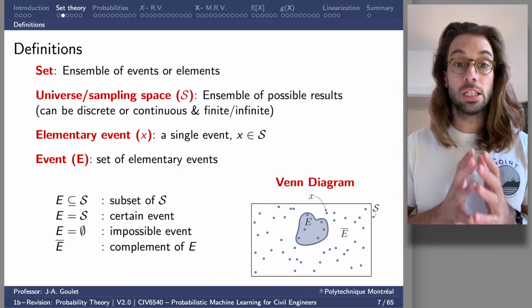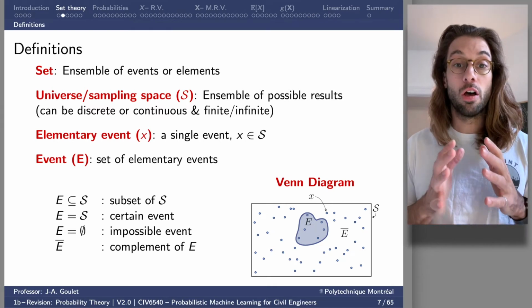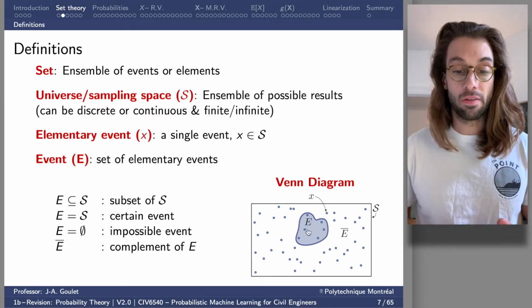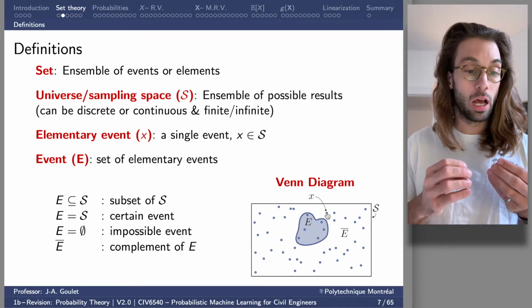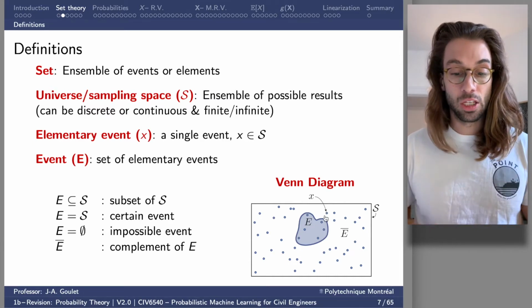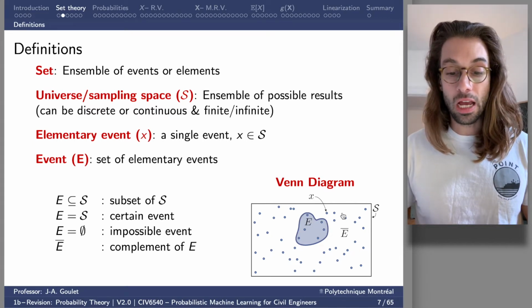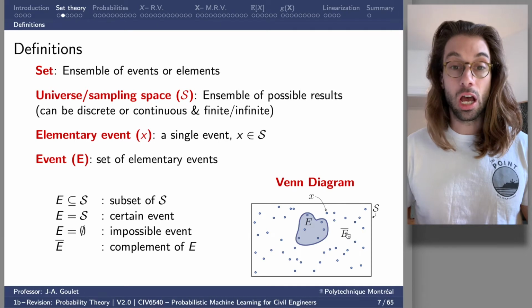All of these things we can represent on what we call a Venn diagram. So this is what we have here. The whole box is my sampling space S. Each point is going to be a possible elementary event x. So you see that the event E is a collection of multiple elementary events. And whatever is in S, but not in that blue shaded region describing my event E, is the complement of E.